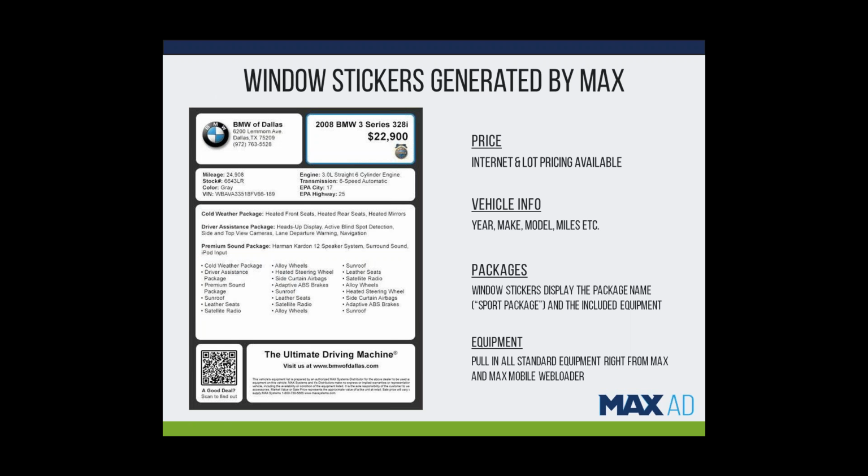Our window stickers, just an example here of what they can look like, are customizable to what you're used to. They can include price, multiple pricing options, either the internet or lot pricing available, and vehicle info as simple as year, make, model, miles, etc. We can include those packages and equipment from when the vehicle was new, as well as the standard equipment from a Chrome VIN explosion.